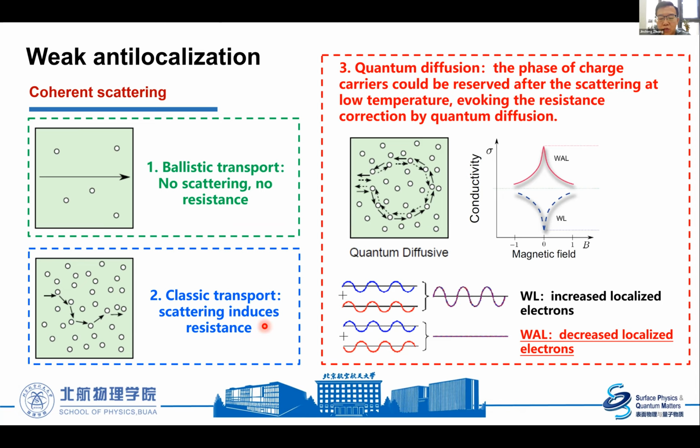In the quantum diffusion region at low temperature, the phase change of the carriers may play a crucial role in scattering, leading to two typical phenomena in the quantum diffusion case: weak anti-localization and weak localization. For weak anti-localization, the phase value is around pi, and in this case the localized electrons are decreased due to quantum interference, so the conductivity will be increased. After applying an external magnetic field, the time reversal symmetry is broken, and the conductivity is decreased, leading to a cusp in the magnetoconductivity measurement as a function of magnetic field.